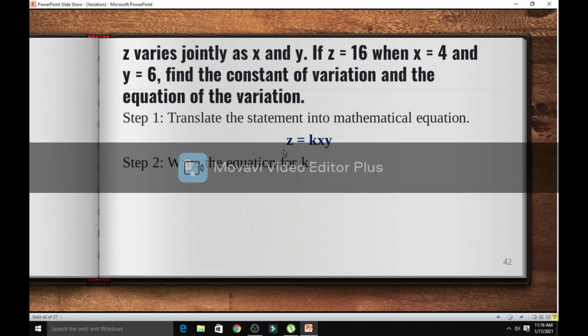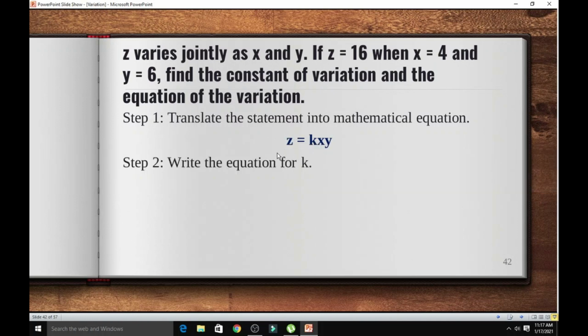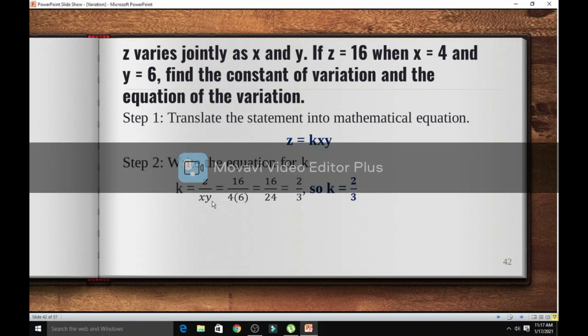Step number 2, write the equation for k. So, from this equation, how are we going to write the equation for k? Sabi ko nga kanina, yung kasama ni k, which is x and y, ilalagay lang natin sa denominator and the variable on the left side of the equation will be on the numerator. So, our equation for k is equal to z over xy. So now, how are we going to solve for k?